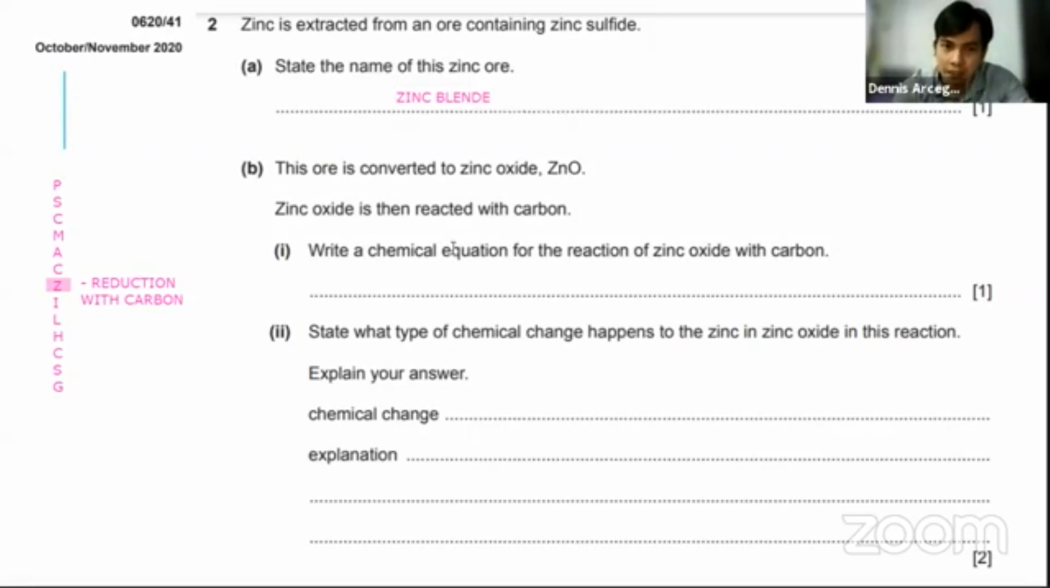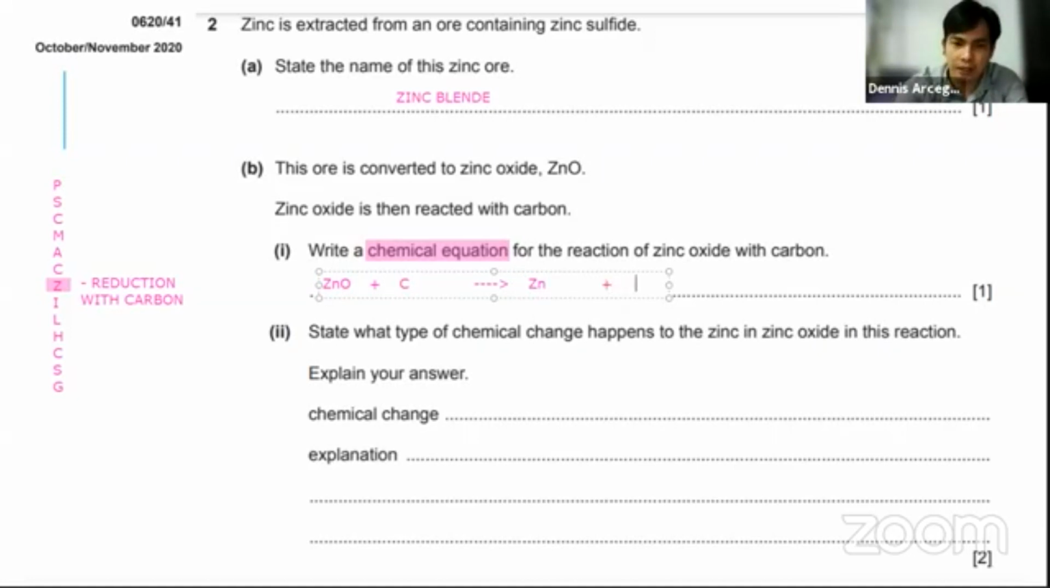Okay. Then write a chemical equation for the reaction of zinc oxide with carbon. Again, chemical equation, not word equation. If you write a word equation, even if your answer is correct, they will not consider it. You have to write the chemical equation. Zinc oxide plus carbon. Then it will produce zinc. The carbon will remove the oxygen from the zinc because carbon is more reactive.